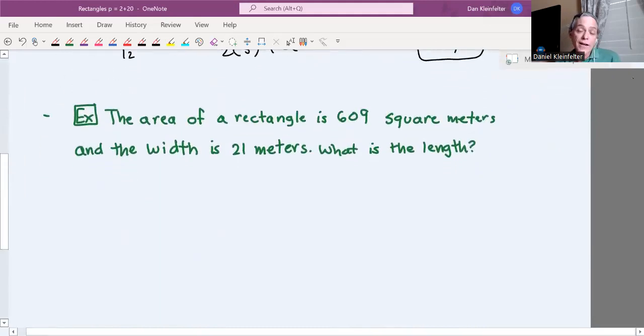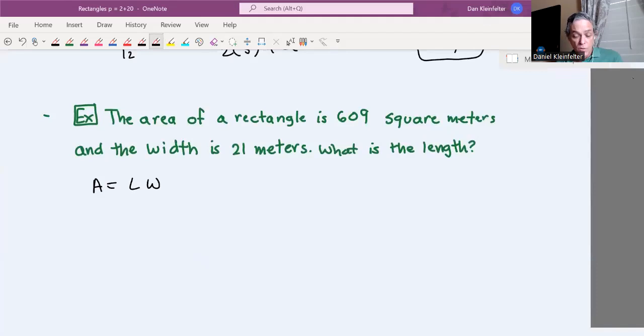Okay, here we're told the area of a rectangle is 609 square meters, and we know the width is 21 meters. From this, we want to find the length. We know that the area of a rectangle is length times width. We're told here that the area is 609, and the width is 21. So we want to use that information to help us find the length. So the length will be 609 divided by 21.